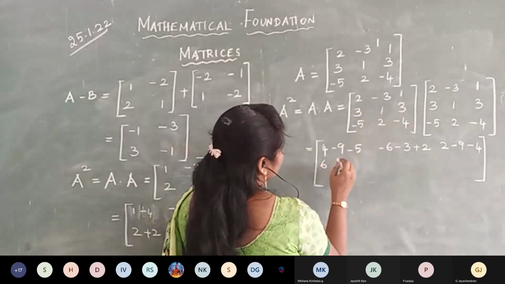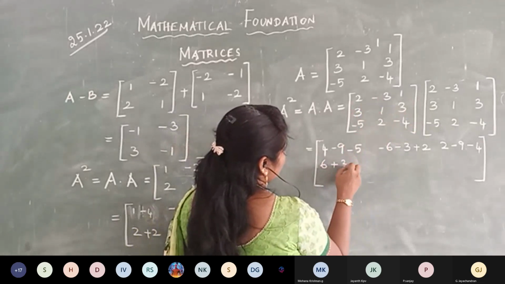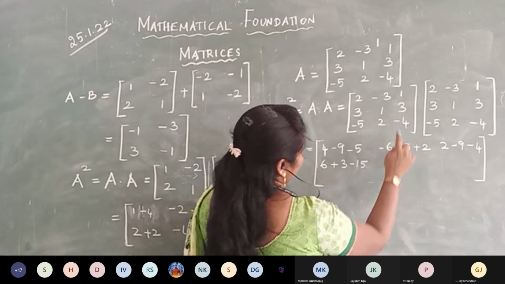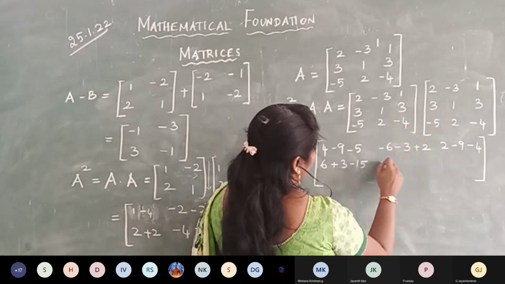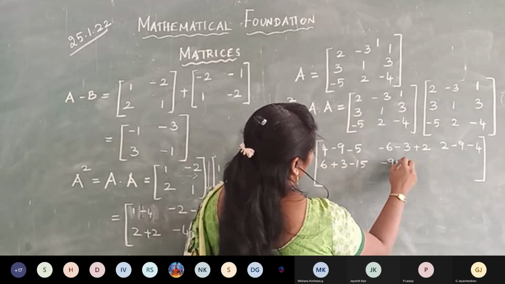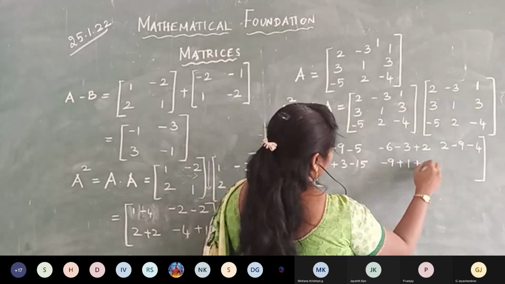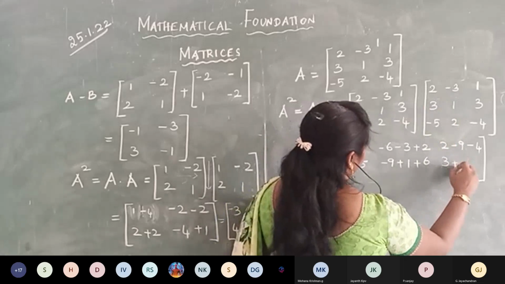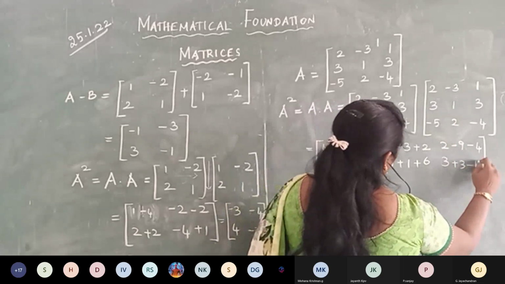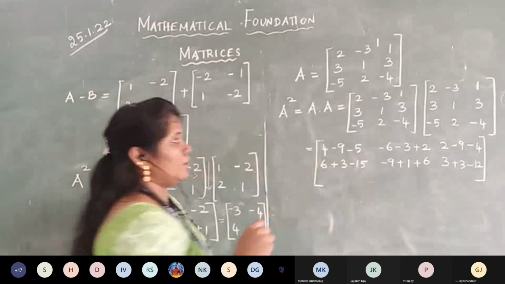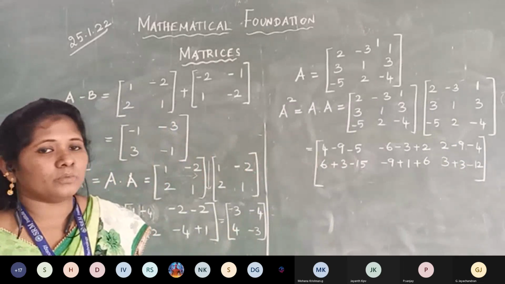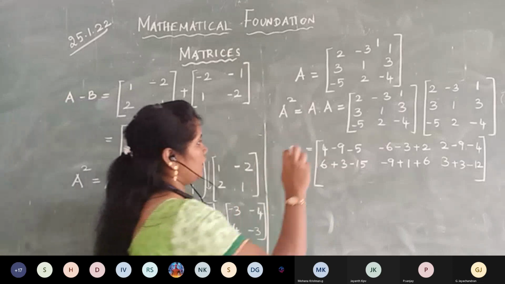Second row and your first column: 3 into 2 is 6, plus 3, minus 15. Second column: 3 into minus 3, minus 9, plus 1, plus 6. Then 3, plus 3, minus 12. Okay, are you all getting the same answer? Take along with me.